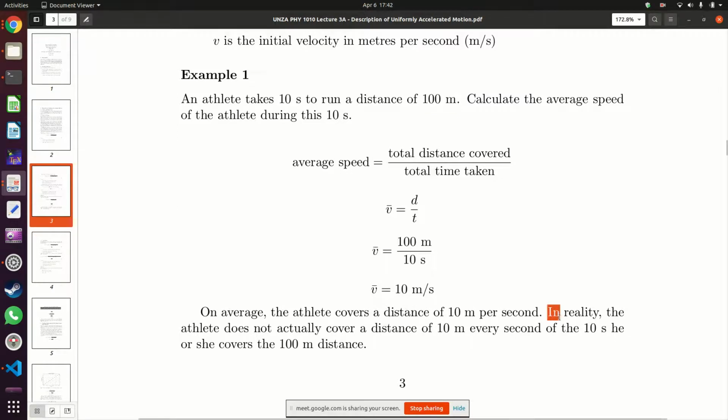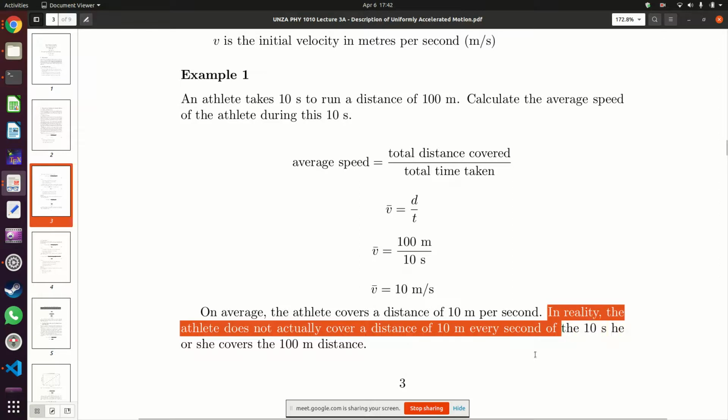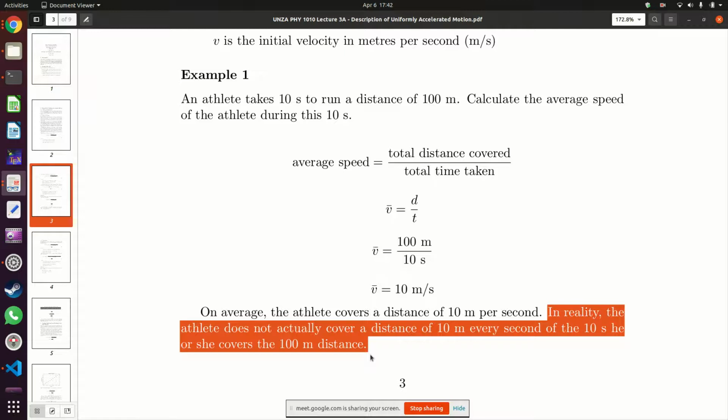Yes, in reality there is no one who runs like this, covering 10 meters after every second. No one does that. So average speed is describing something. Yes, at some point, as this person is running, they might cover 10 meters per second, maybe once or twice during the course of their running. But most of the time, when we work out the average velocity or average speed, we are trying to find a number to describe what is happening.